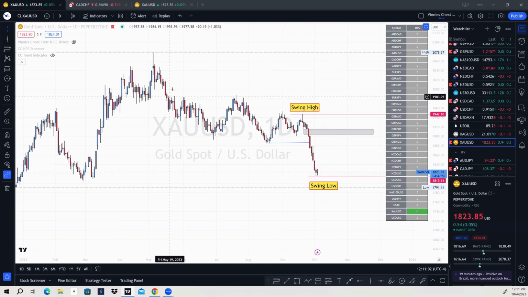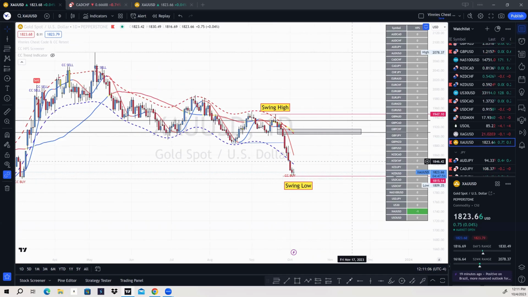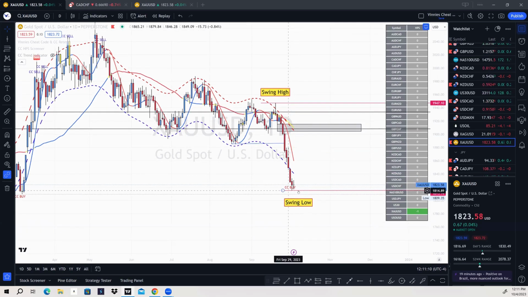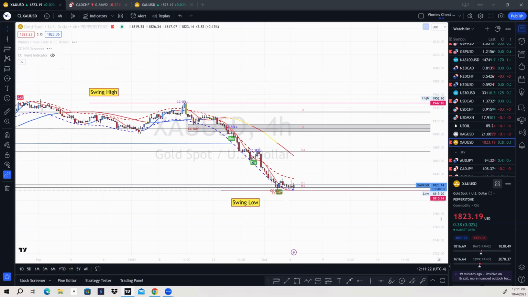Now, let's turn on the CC scanner. So the CC scanner, as you guys can see at the bottom, price is outside of the band, we have a cheat code buy signal. All right. We have that. So now what we want to do, since we have that confluence or that confirmation, we want to go down to the 4 hour time frame, right?